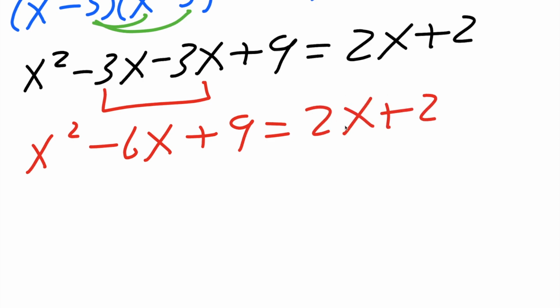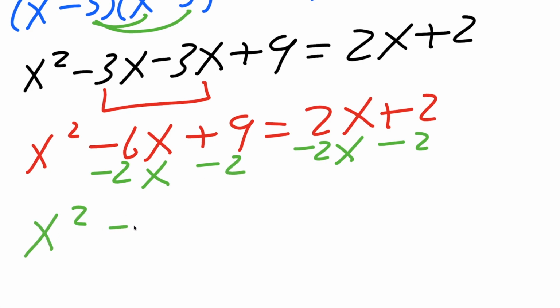Now we need to make this equal to 0 in order for us to factor and to eventually solve for x. So I'm going to make this piece negative 2x, make this piece negative 2x. If you do something on the right-hand side of the equal sign, you have to do it on the left-hand side. Same for positive 2. Negative 2, negative 2. We get x squared minus 8x. 9 minus 2 is positive 7, is equal to 0.